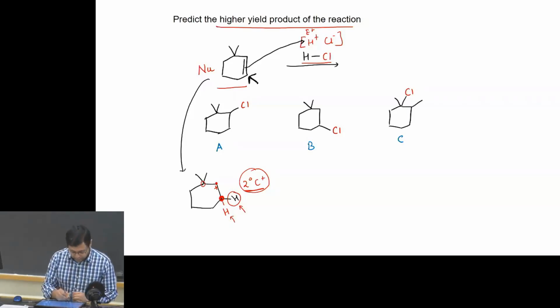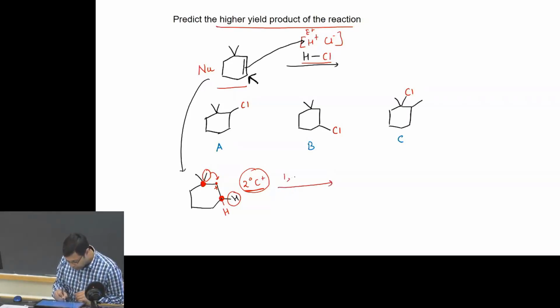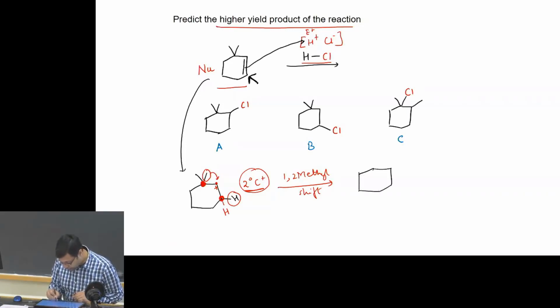Let's take a look at the other carbon attached to the carbon bearing positive charge, this carbon. That carbon has methyl groups. Now if one of those methyl groups moves as a 1,2 methyl shift, the resulting carbocation will be tertiary, which is more stable. Therefore the reaction will take that path. You will have a 1,2 methyl shift resulting in a tertiary carbocation.